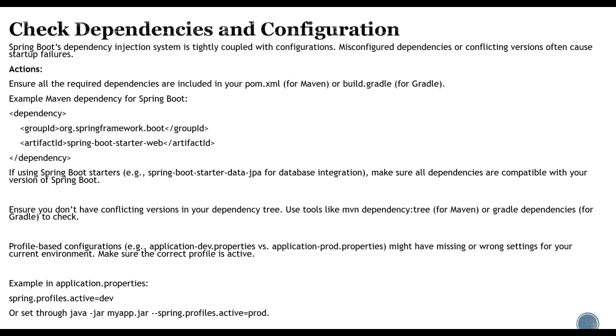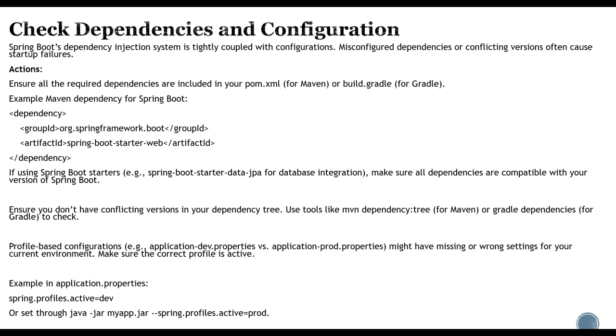So you also deal with profile based configuration. Now if your application is running in the dev environment, then always check the dev properties. If you are running in the production environment, check the production properties. There might be something missing, or there might be some wrong setting in your current configuration. So make sure you check which is the active profile and that the configuration is correctly set.